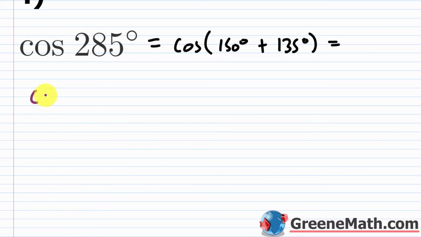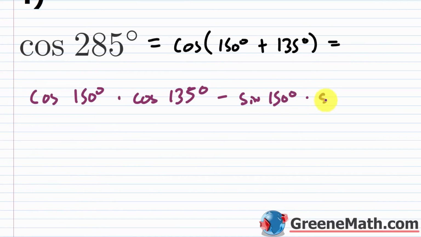So I'm going to say this is the cosine of 150 degrees times the cosine of 135 degrees. Again, always change the sign. So this is a plus, so it becomes a minus. So now this is the sine of 150 degrees times the sine of 135 degrees.